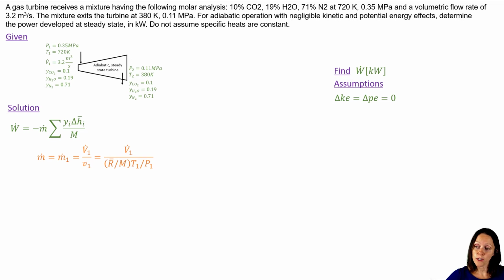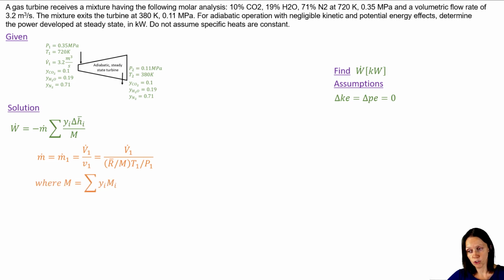So I've got V dot 1 over the specific volume at state 1, and the specific volume at state 1 is the specific volume for the mixture. So I've got my specific gas constant, which is R bar over the molar mass of the mixture, times the temperature of the mixture divided by the pressure of the mixture. So I've got pretty much everything I need except that molar mass, which I need to calculate.